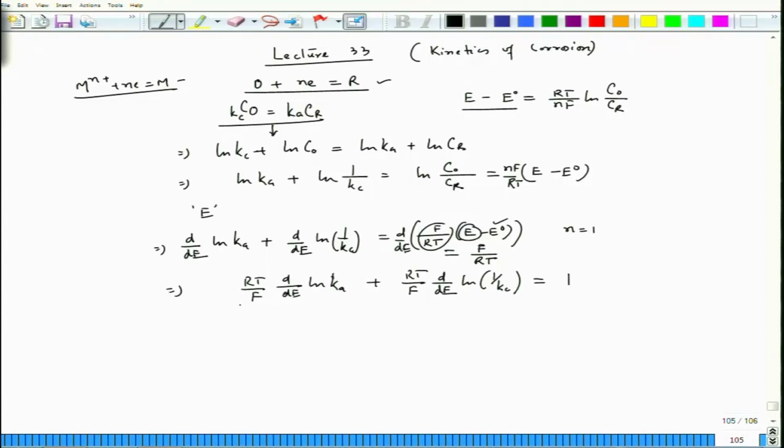Now, this quantity and this quantity: this is called alpha, which is the cathodic or reductive symmetry factor, and this we can term alpha prime, which is the oxidative symmetry factor.